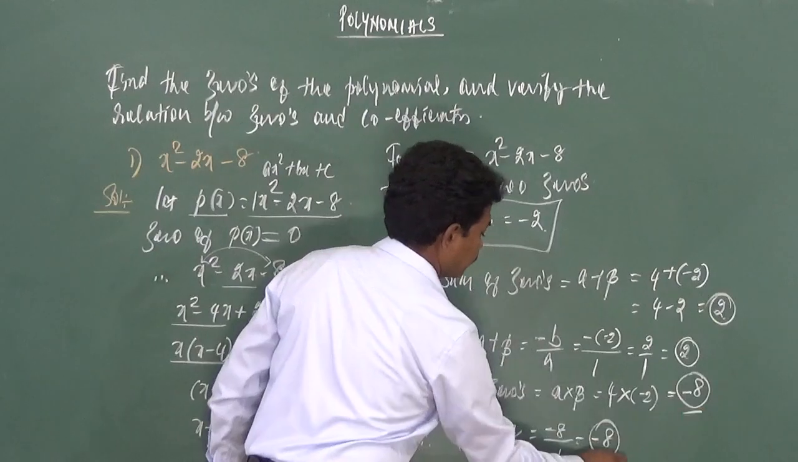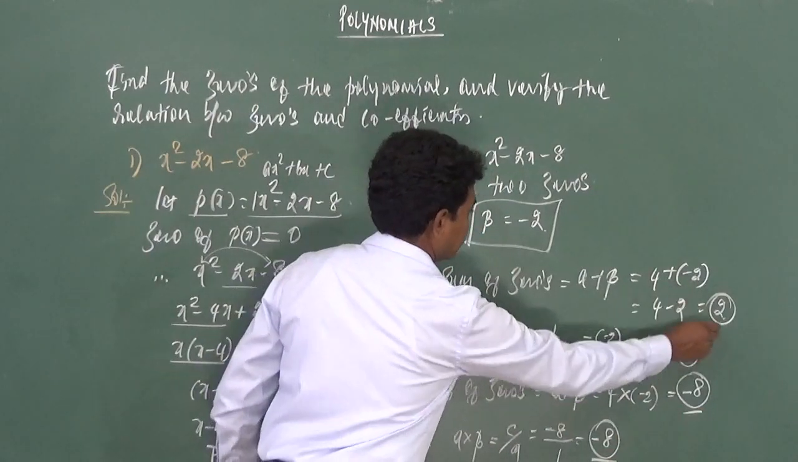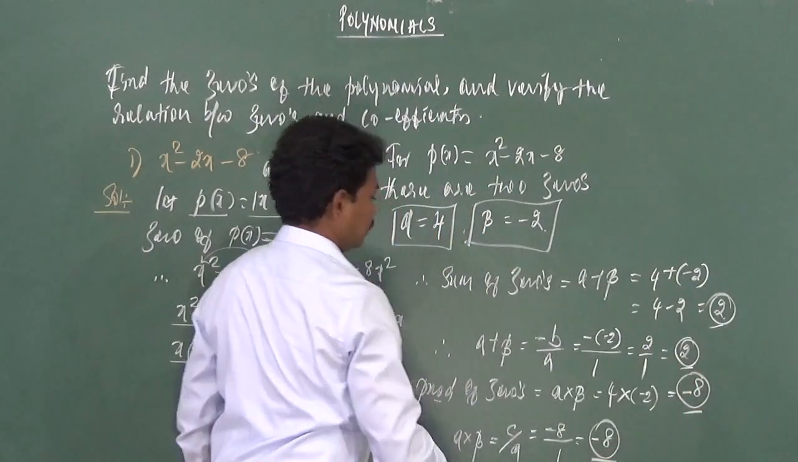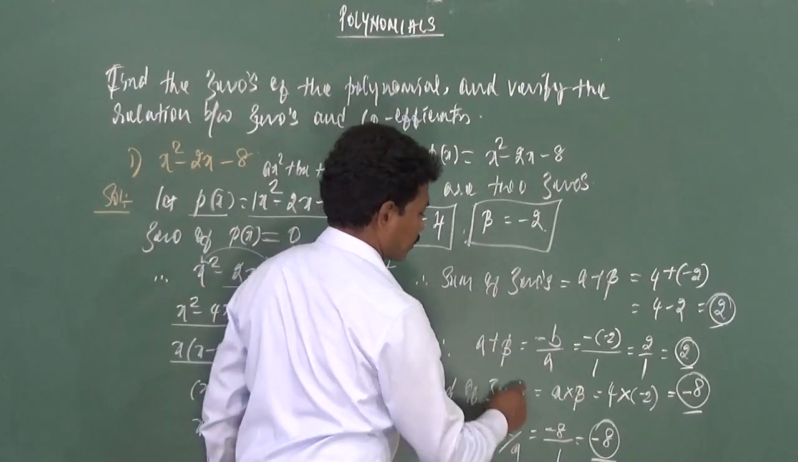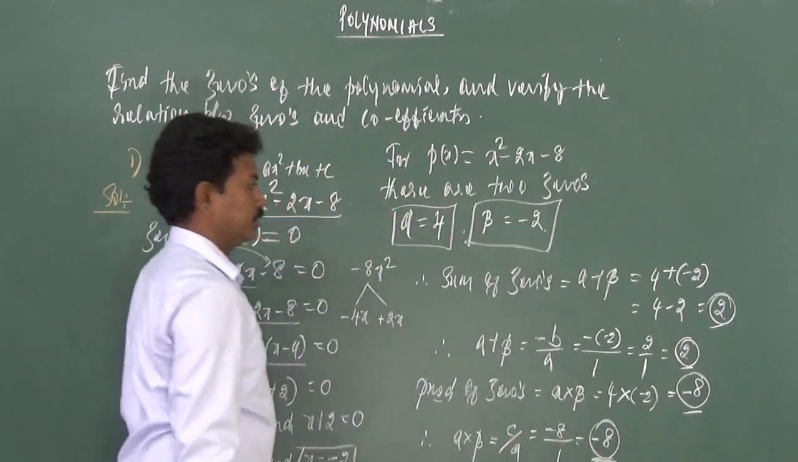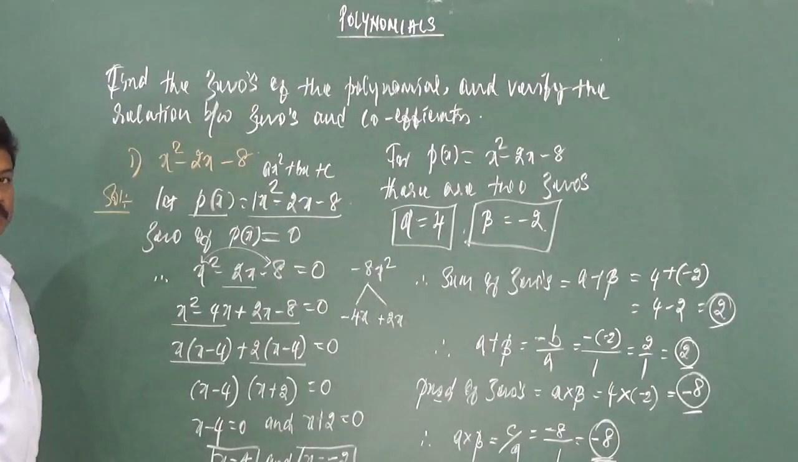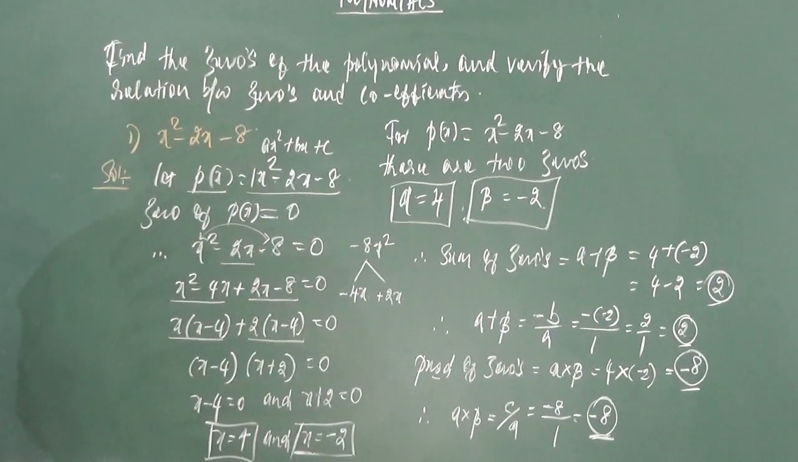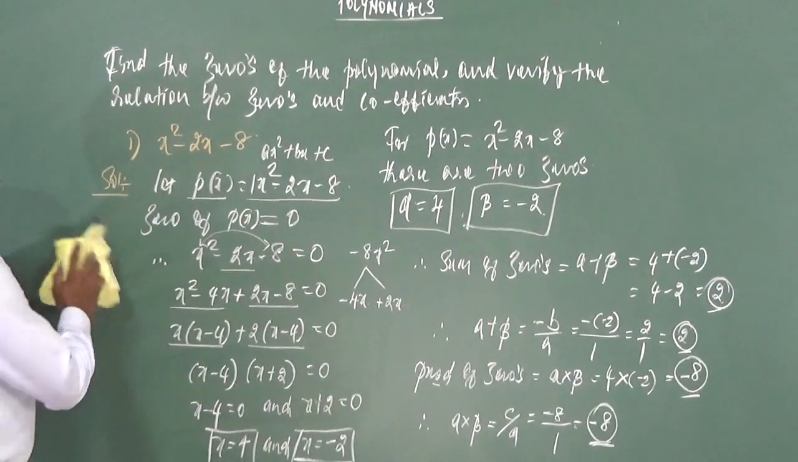So we have verified the sum of the zeros with the coefficients and also the product of the zeros with the coefficients. So this is all you have to present. Okay, we'll go with the next problem.